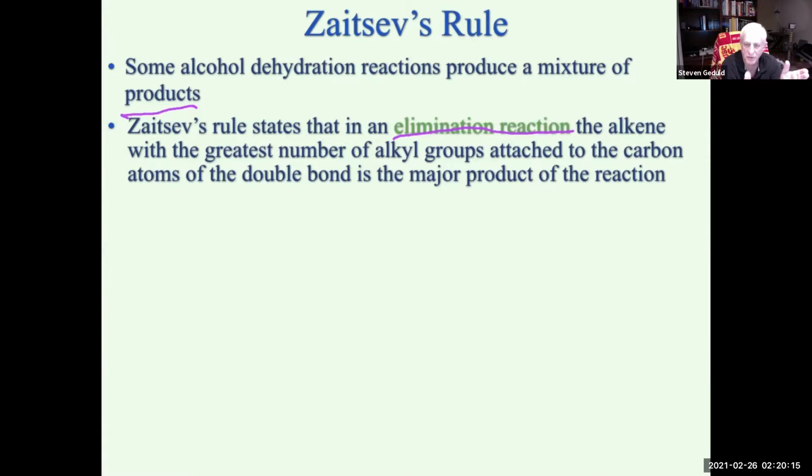Just like Markovnikov's rule, hydrogen likes hydrogen. In elimination reactions, carbon likes carbon. So the one with the most carbons attached to the double bond is going to be the major product. When we added hydrogen, hydrogen always looked for other hydrogens. That was Markovnikov's rule. Now we're eliminating, we're doing the opposite. We're eliminating H and OH, so the most stable one, or the major product, is going to be the one that has the most carbon atoms attached to the double bond. Carbon likes carbon.